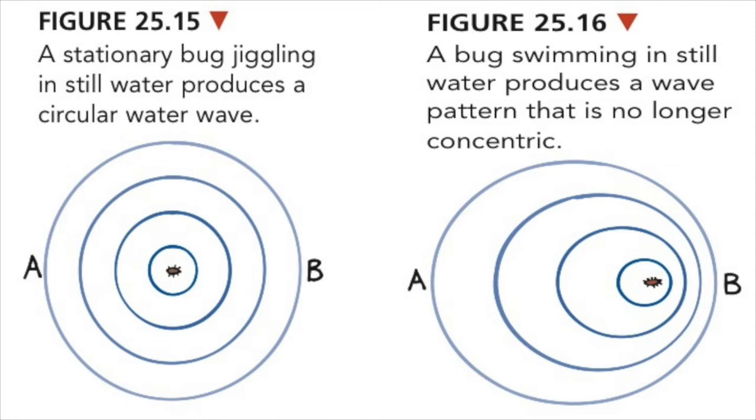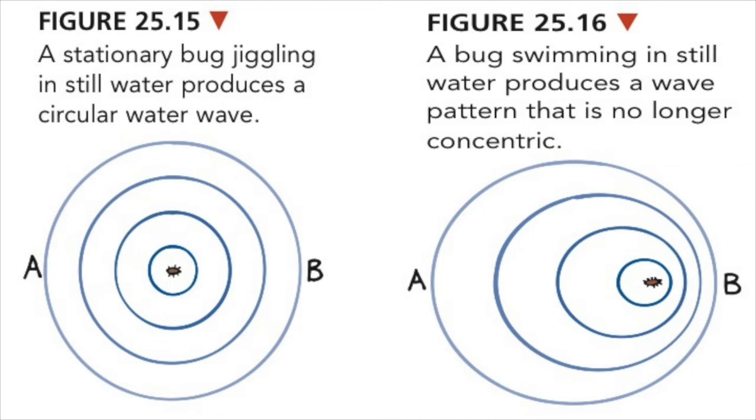Waves encounter point A as frequently as they encounter point B. This means that the frequency of the wave motion is the same at points A and B and anywhere in the vicinity of the bug. This wave frequency is the same as the bobbing frequency of the bug. Suppose the jiggling bug moves across the water at a speed less than the wave speed. In effect, the bug chases part of the crests it has produced.